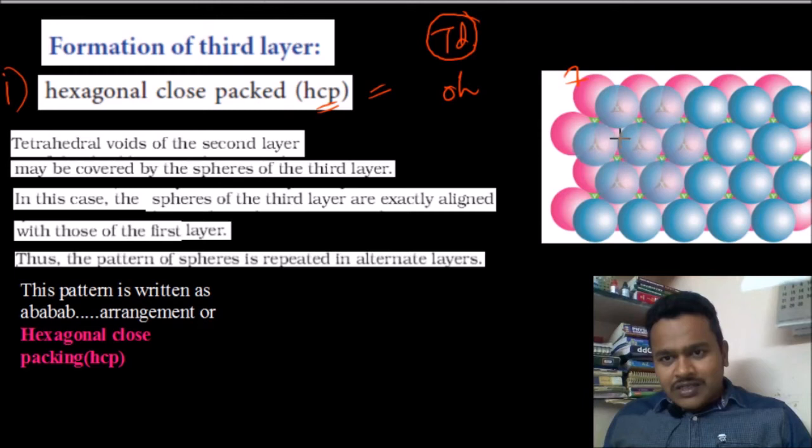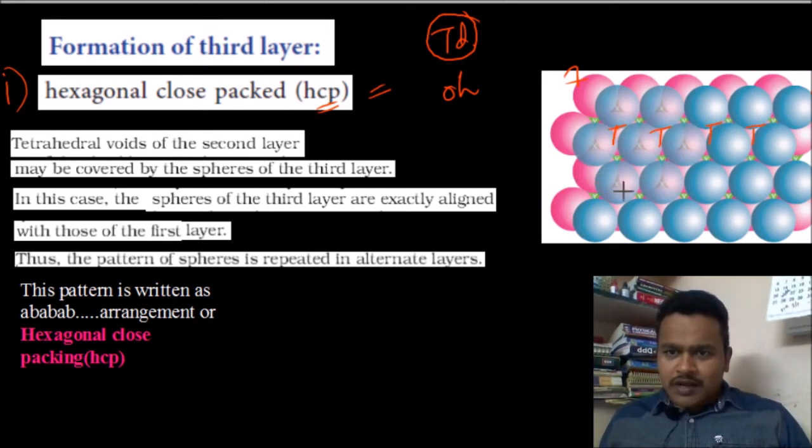What are the tetrahedral voids you can observe after second layer formation? This is tetrahedral. This is tetrahedral. Correct? Tetrahedral means overall 4 spheres are there: above 3, below 1 here. Observe carefully. This is tetrahedral, tetrahedral, tetrahedral, tetrahedral.